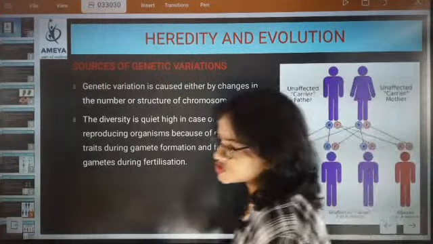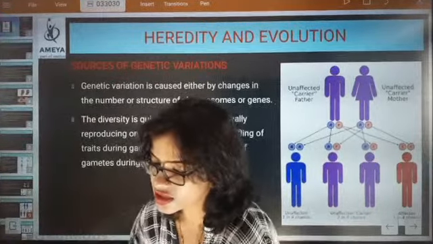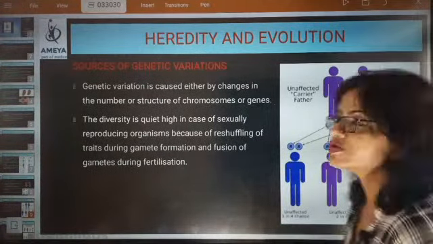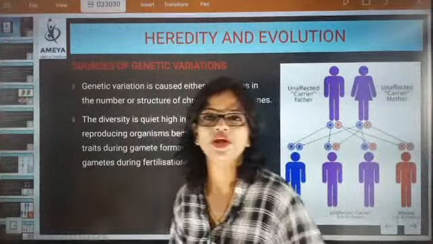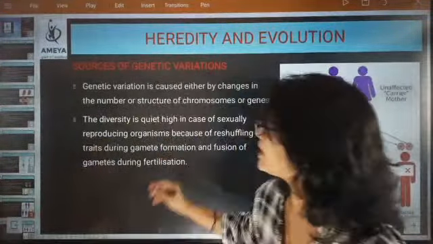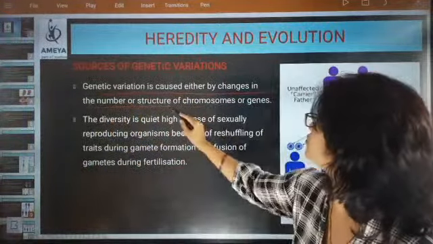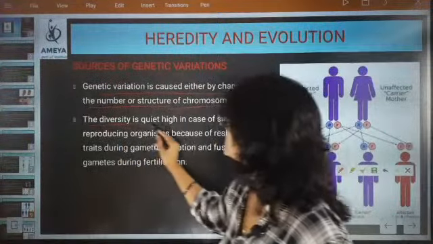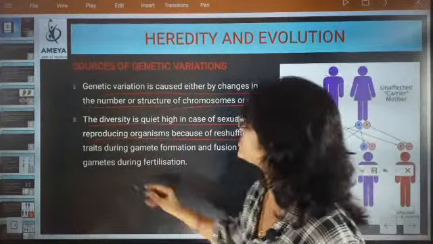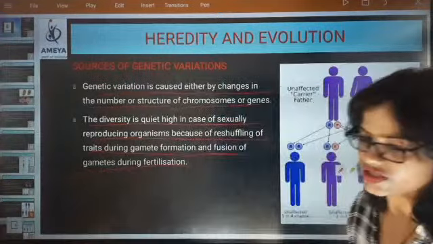Next, sources of genetic variations. What are the sources of genetic variations? The most important thing is what you have to write in the examination: genetic variation is caused either by changes in the number or structure of chromosomes or the genes. The diversity is quite high in sexually reproducing organisms because of reshuffling of traits during gamete formation and fusion of gametes during fertilization.